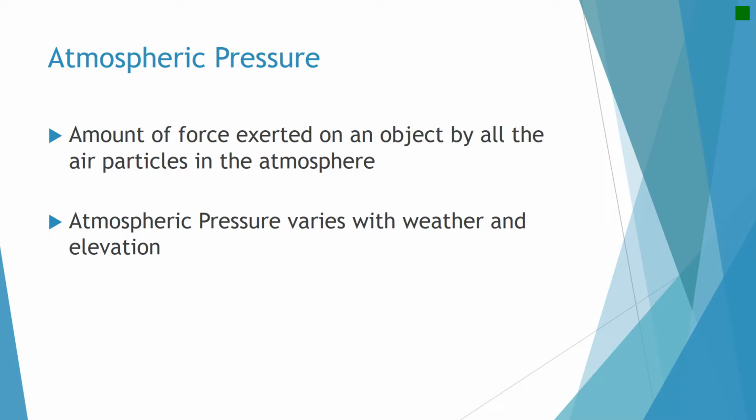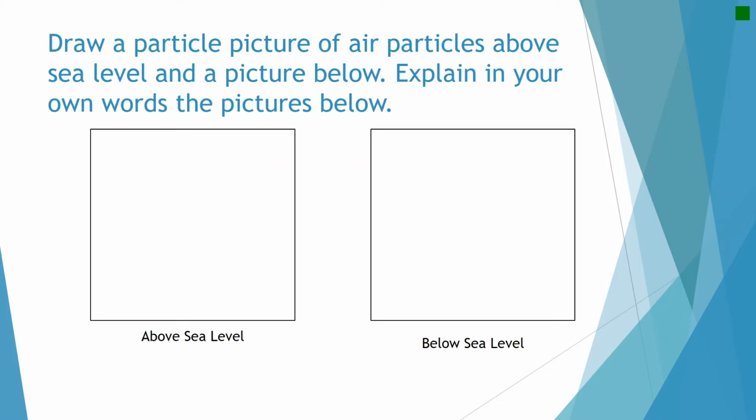Atmospheric pressure is the pressure that's exerted by the gases of the atmosphere, okay? Which means the air particles. And atmospheric pressure changes depending on the weather and the elevation. So what we're going to do is draw a particle picture of the air particles above sea level, and we're going to draw the pictures below sea level, okay? So above sea level, think of if you're climbing a mountain. What happens to the amount of air? Well, your amount of air goes down, so therefore the pressure goes down, okay?